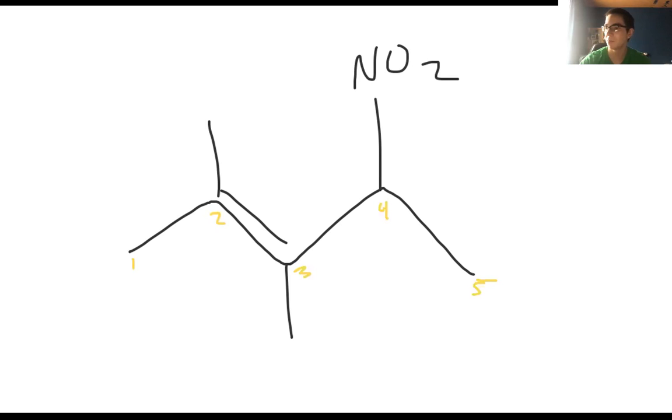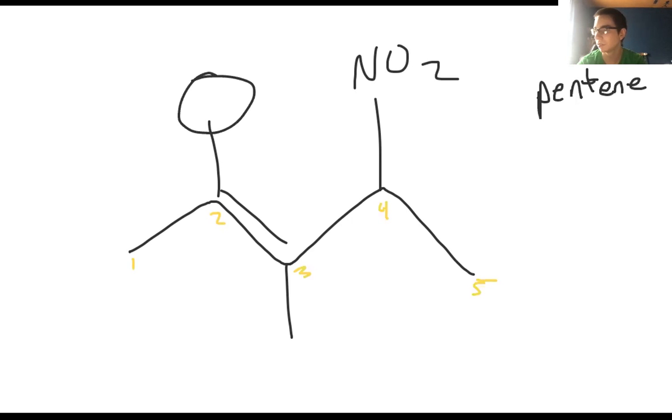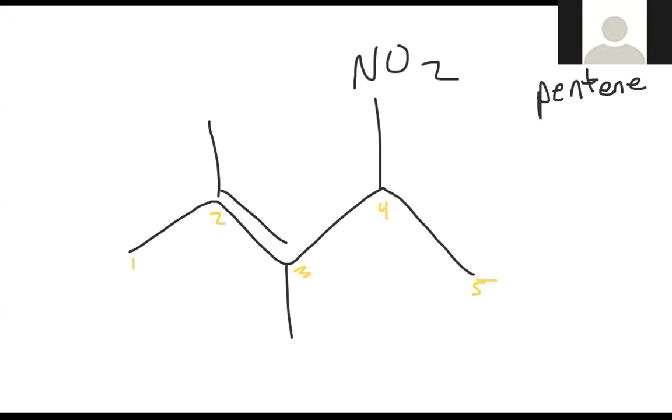So we're going to name it like this. We have our parent chain, pent, and we have a double bond. So what do we want to put after pent? Ene. So we have our parent chain. Now let's look at our substituents. Well, actually, let's take a step back real quick. So we have pentene, but where is the double bond? We need to label that. Double bond is on carbon 2. 2-pentene.